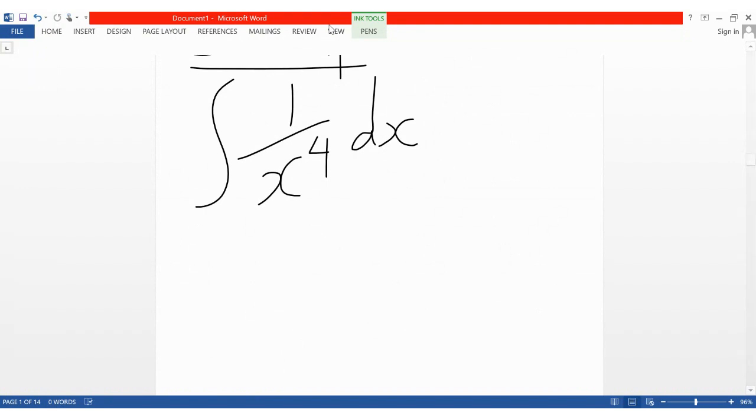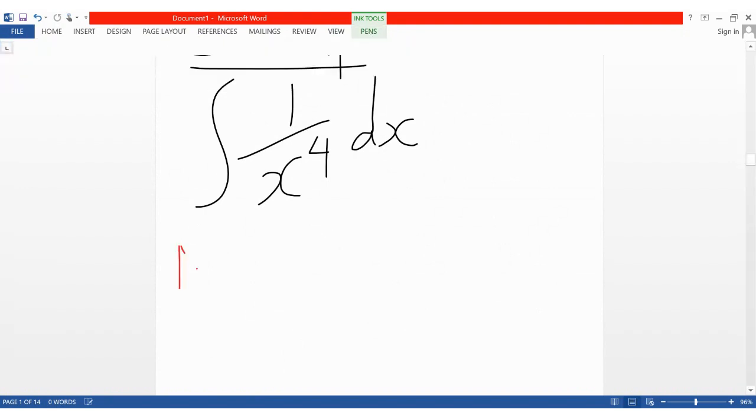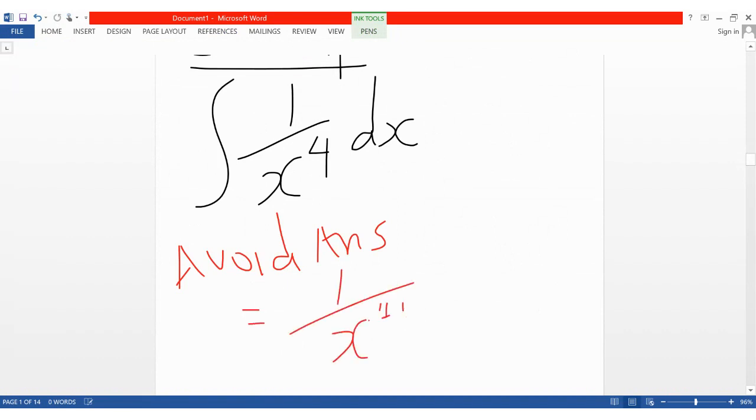So avoid this answer. You say it is 1 all over x to the 4 plus 1, all over 4 plus 1, and then plus the constant of integration. We avoid that. That is wrong. You cannot use the power rule when you have a number on the denominator.